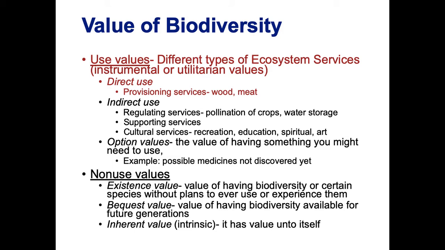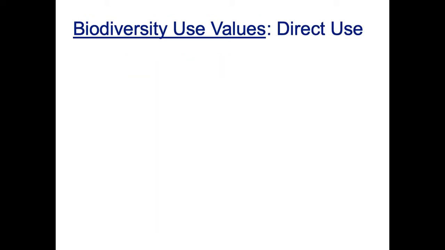So the next thing we're going to talk about are all the different values that ecosystems have. And we're going to start with use values. So these are called instrumental or utilitarian values. And the first part of that is direct use. And these are probably the most obvious types of uses of ecosystems. So I'm going to start with direct use of ecosystems.